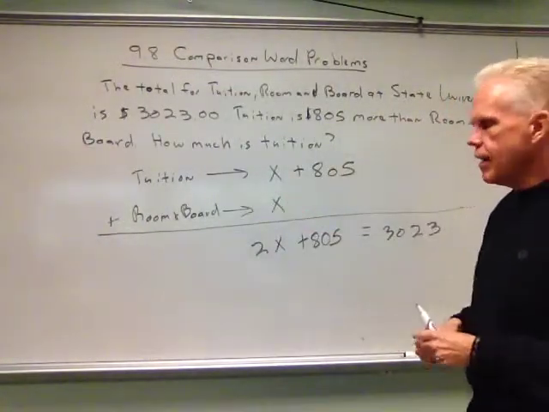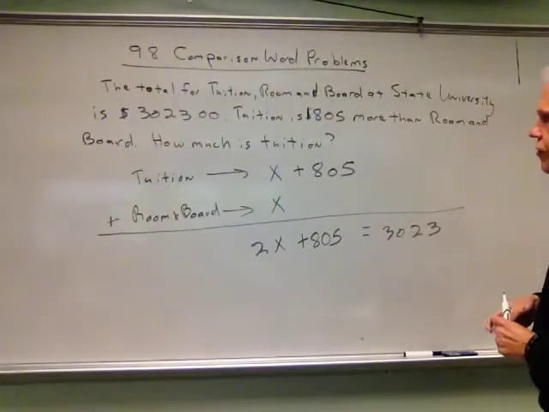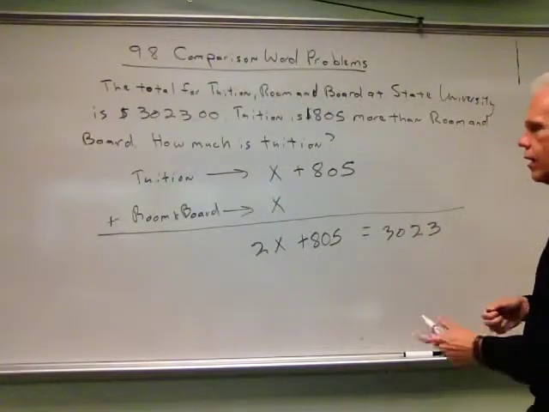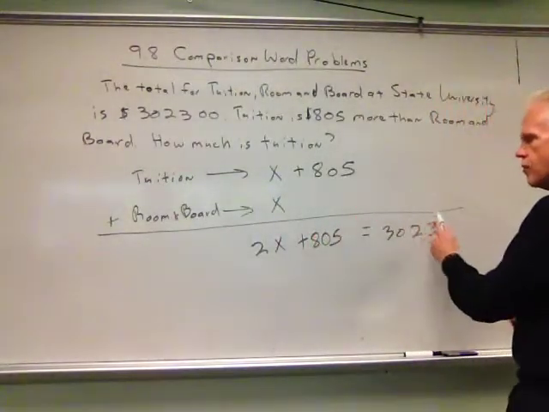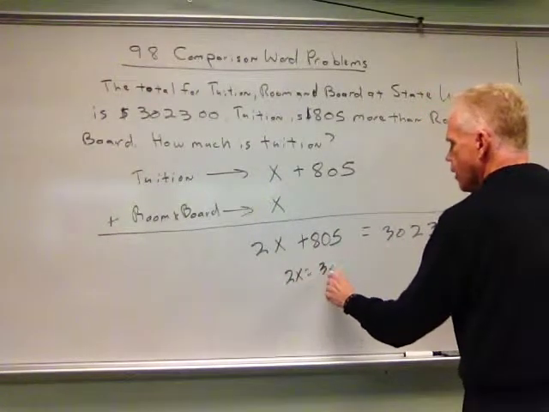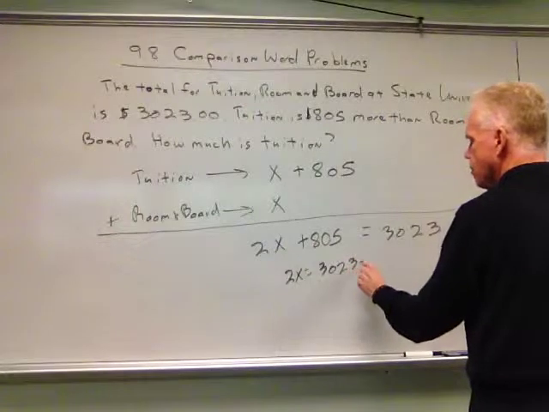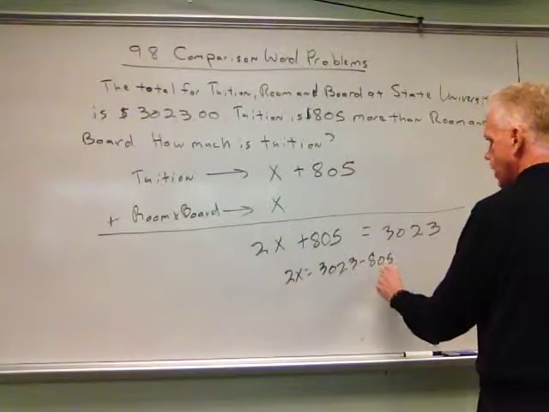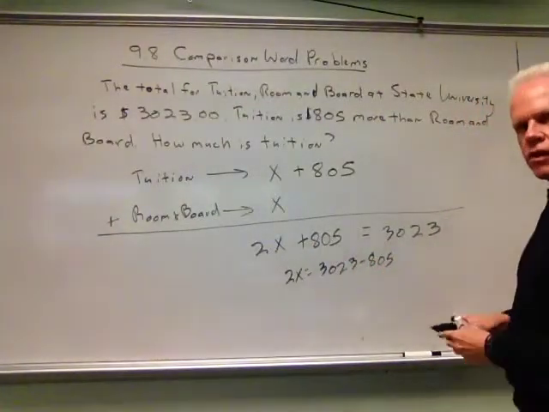So let's carry through with this. Let's solve this equation for x and see what we get. What we're going to do first is transpose the 805 over, and we'll get 2x equals 3023 minus 805.